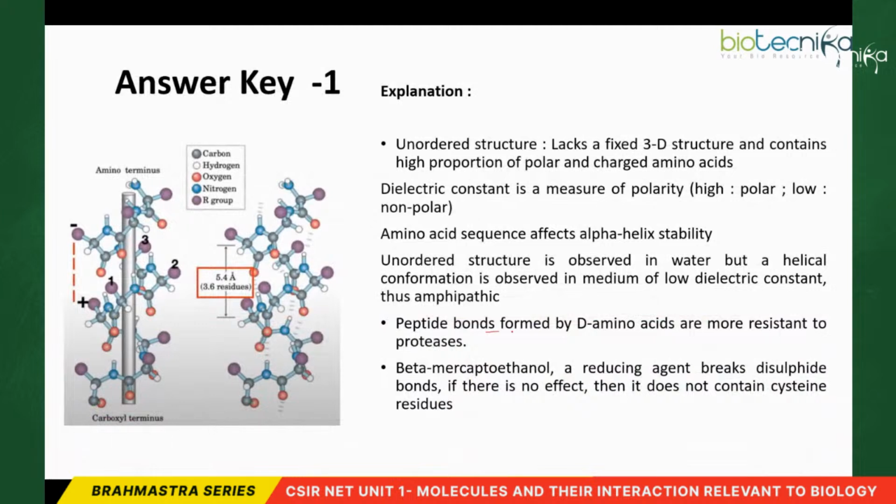Okay, peptide bonds formed by D amino acids are more resistant, and beta mercaptoethanol breaks disulfide bonds. If there is no effect, that means it does not contain any cysteine residues. And unordered means they lack a fixed 3D structure, and they would contain a high proportion of polar and charged amino acids. So that is why they are not able to form a particular structure.